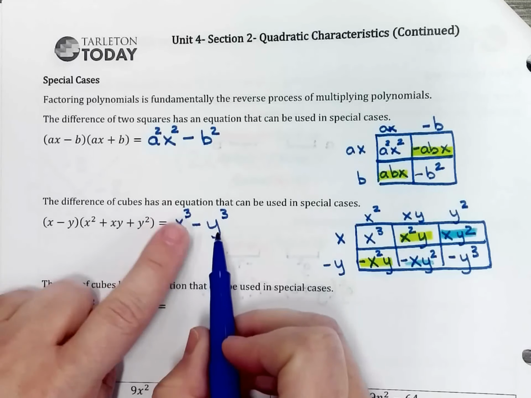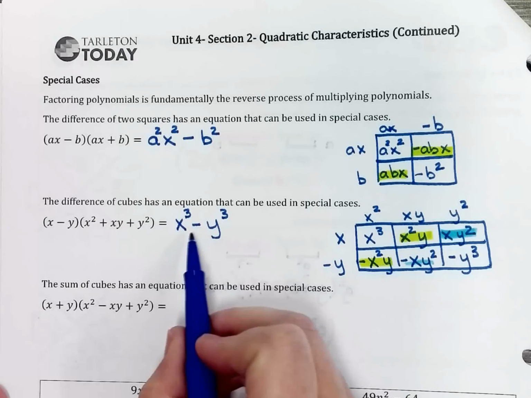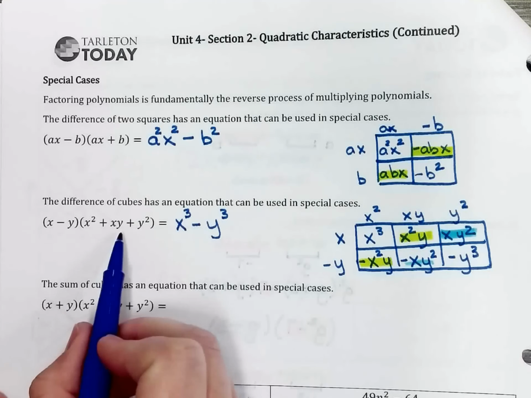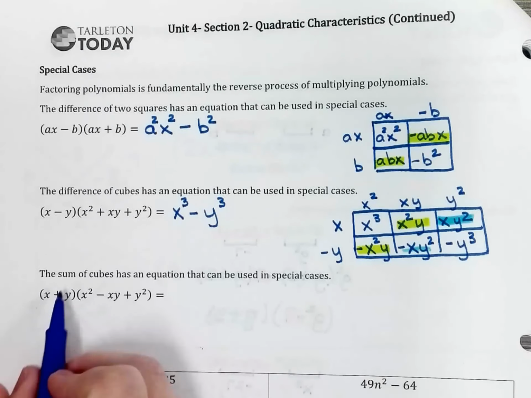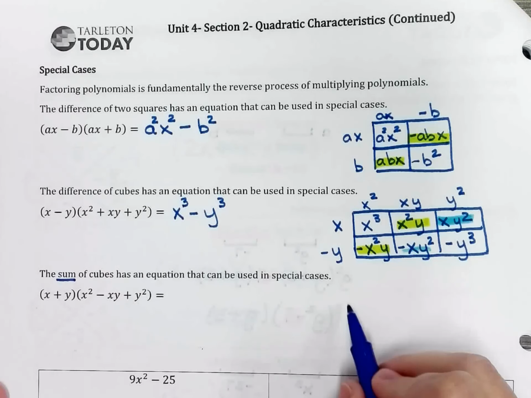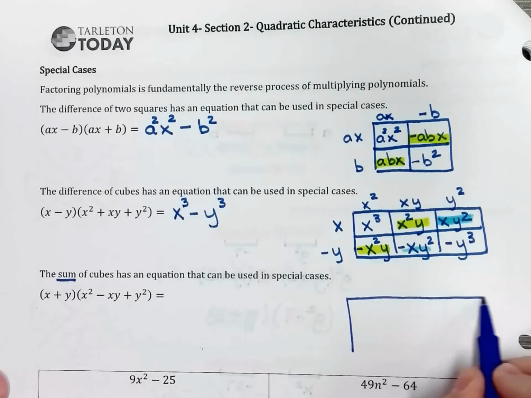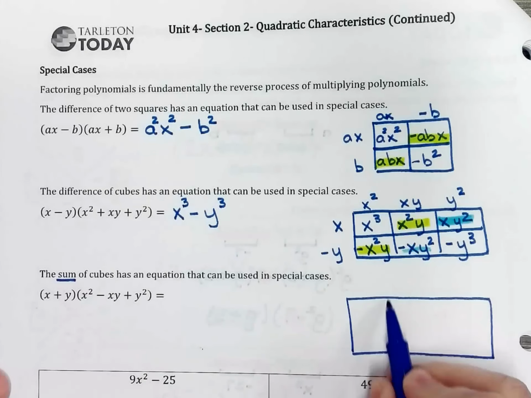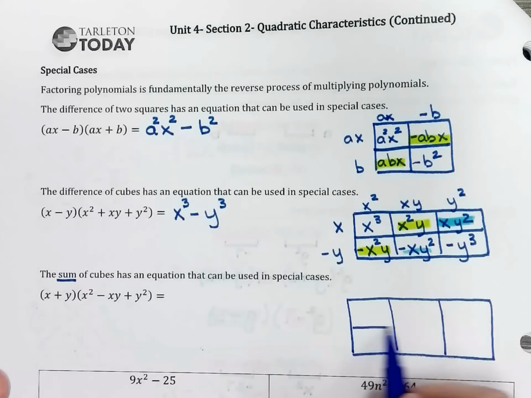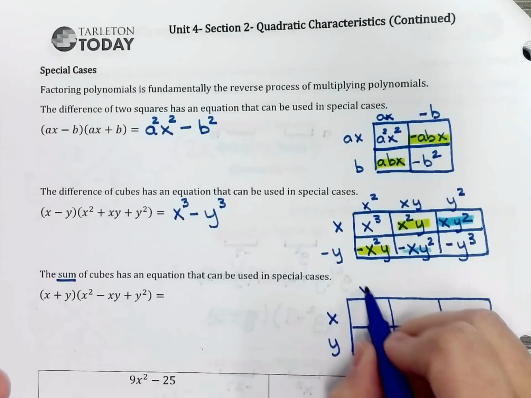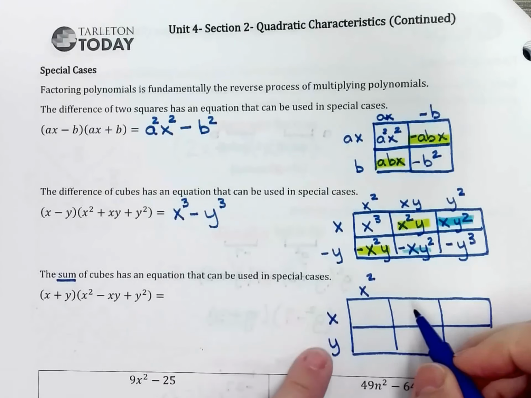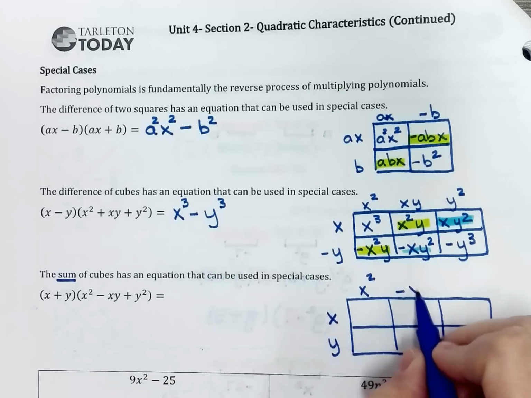As long as they're both perfect cubes and you have a difference between them, then you're going to use this formula right here. And the same thing is true for this formula, but when we have a plus between them, or a sum of perfect cubes. So we're going to do the same thing we just did, but now with a plus here instead of a minus.